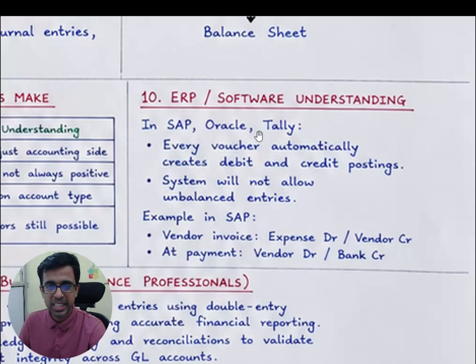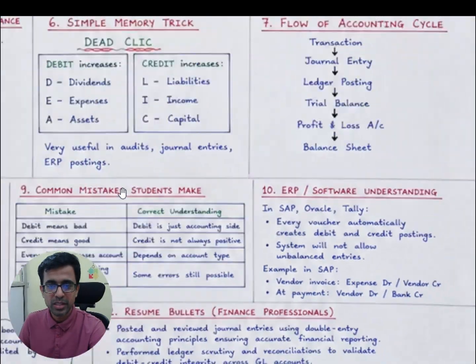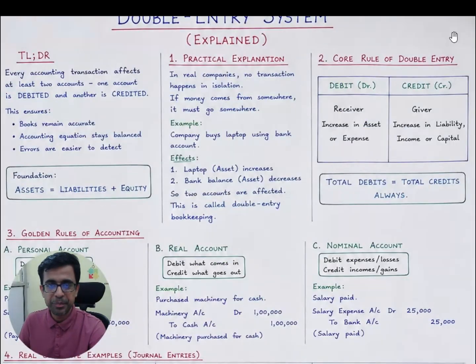ERP software understanding. In SAP, Oracle, Tally software, every voucher automatically creates debit and credit postings. In order to balance, debit is equal to credit. The system will not allow unbalanced entries. For example, in SAP, vendor invoice: expense debit, vendor credit. In this way, we understood the double entry system. Thank you.